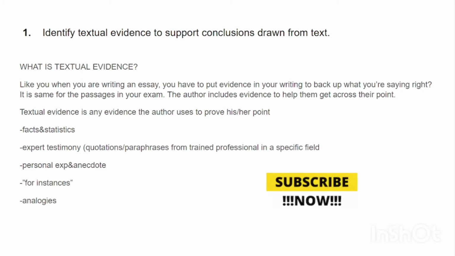This textual evidence takes the form of facts and statistics, expert testimony, personal experience and anecdote, the word for instance, or analogies. Analogies are just comparisons. For example, if I say life is like a roller coaster, it has ups and downs, I'm comparing life with roller coasters because roller coasters go up and down, and so does life. Sometimes you have good days and you have bad days.